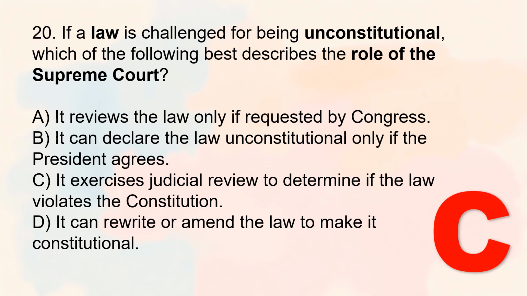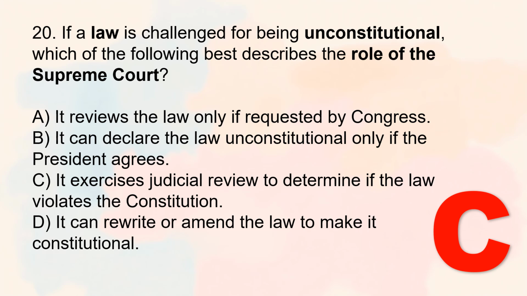Okay, the power of judicial review is the authority of the Supreme Court to determine the constitutionality of laws, executive actions, and policies. So the power is outlined in Article 8, Section 1 of the 1987 Constitution. So, okay, letter C is the best answer.